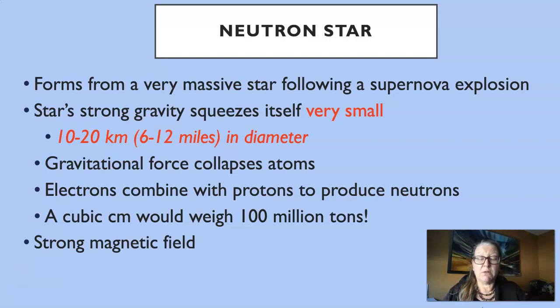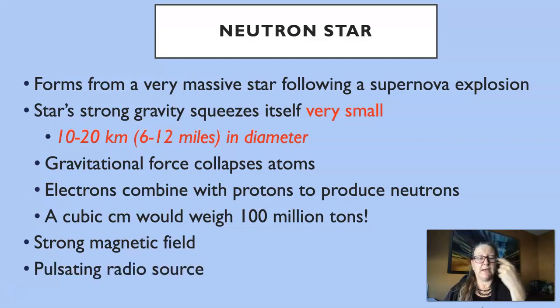These also have strong magnetic fields and radio sources, and when these stars rotate, sometimes that magnetic field that's coming out of one side might pass the Earth and pulse as it passes the Earth. And so this is actually how these were found. So they're sometimes also called pulsars.